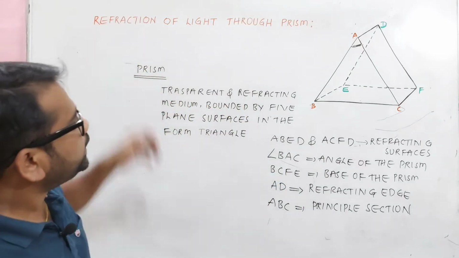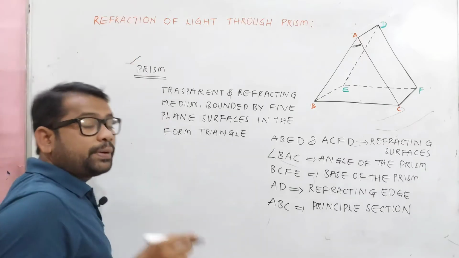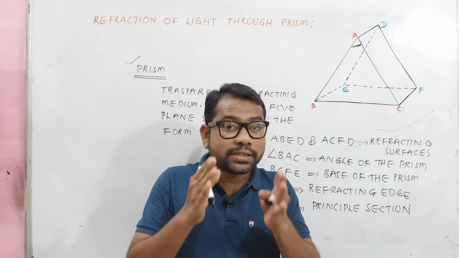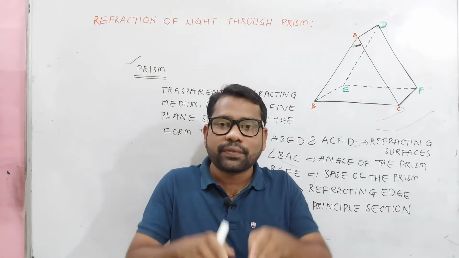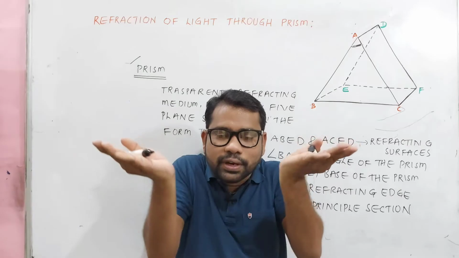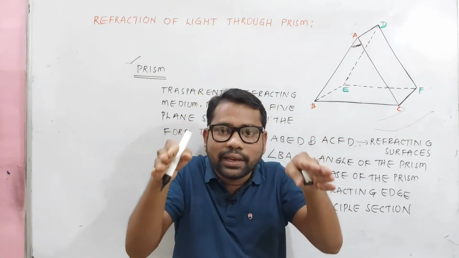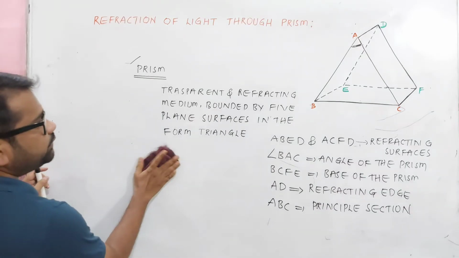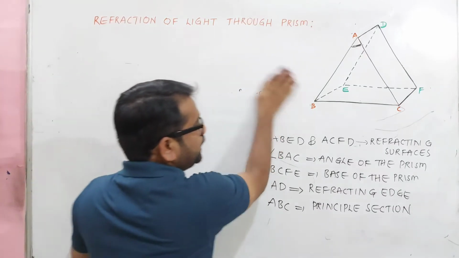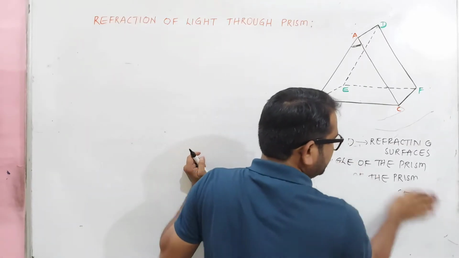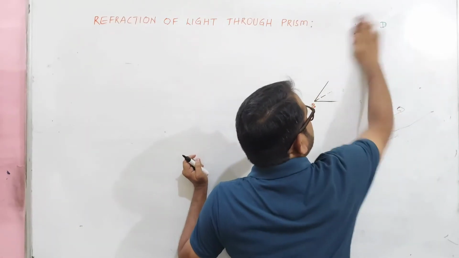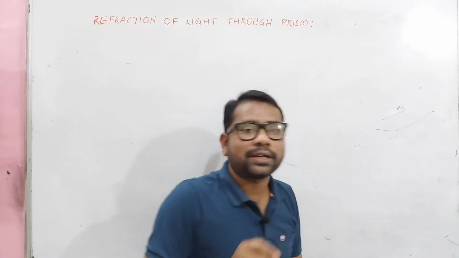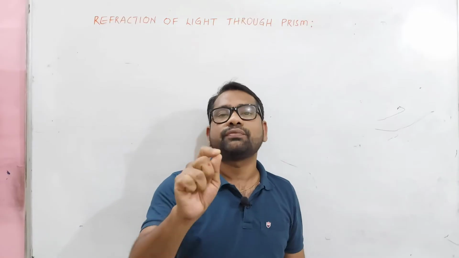Children, once again, what is a prism? A prism is a transparent refracting homogeneous medium consisting of 5 plane surfaces arranged in the form of a triangle. They are inclined in the form of a triangle. Now we will see how refraction takes place. As I said, to discuss refraction through the prism, we will consider only the principal section of the prism. In simple terms, we will consider the 2-dimensional figure of the prism.